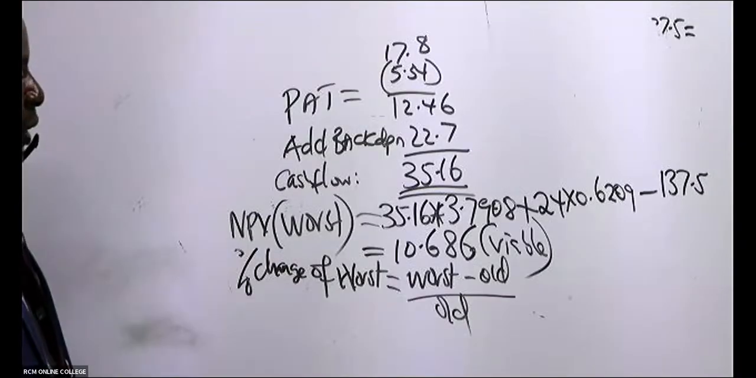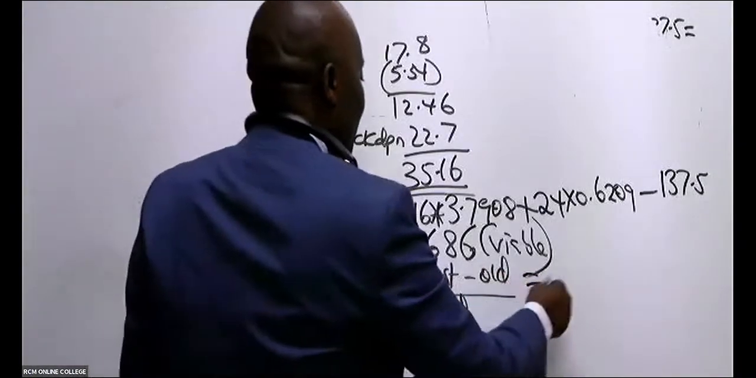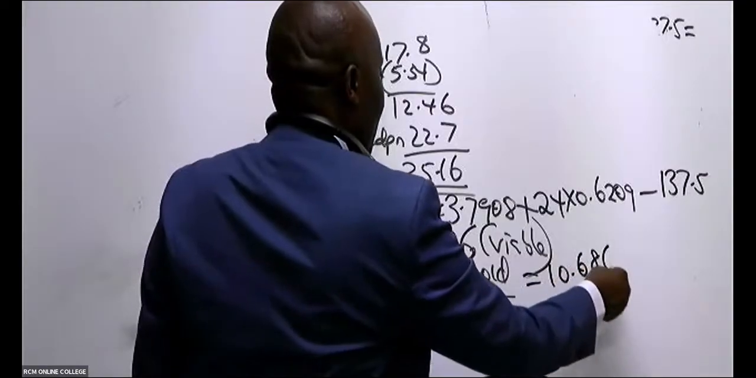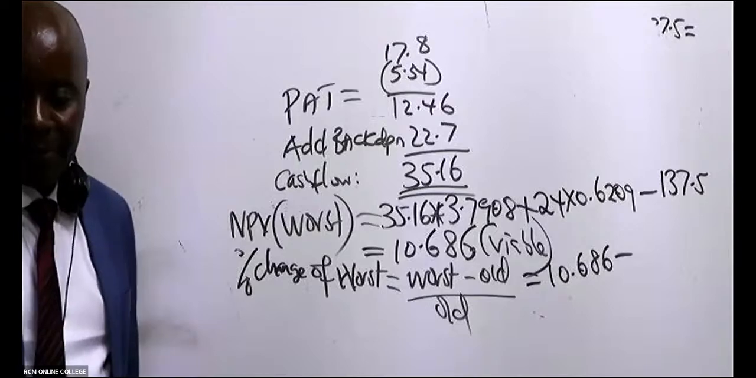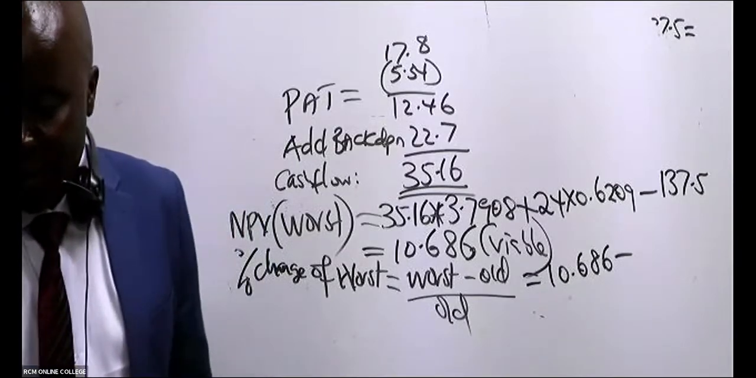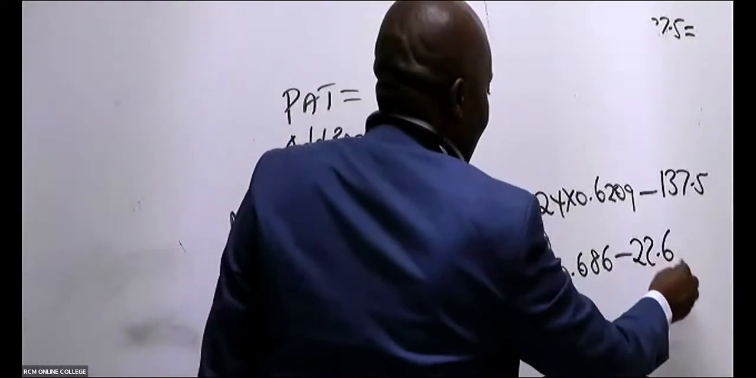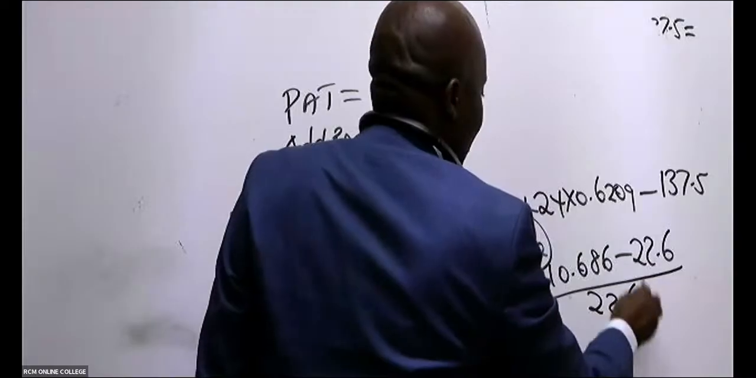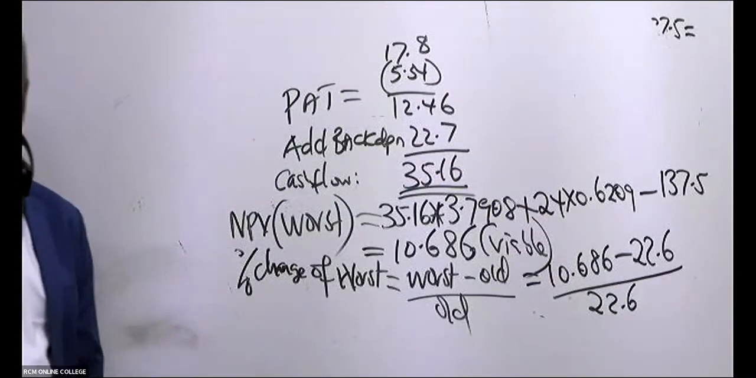So the worst NPV you have given me is 10.686. Then we say minus the old figure. What was the old figure? 22.6, all over the very old, which is 22.6. Whatever answer we get shall be multiplied by 100.